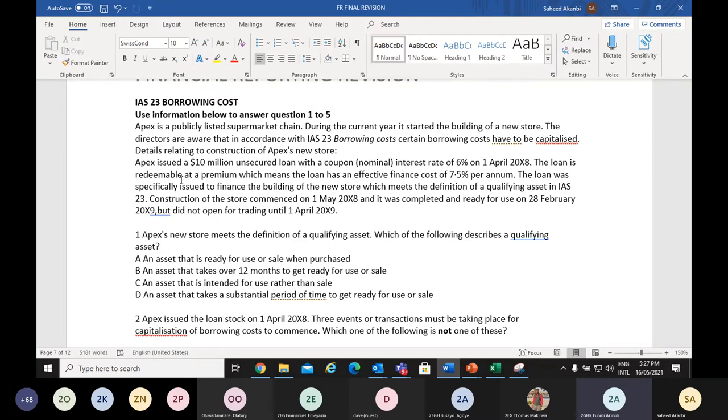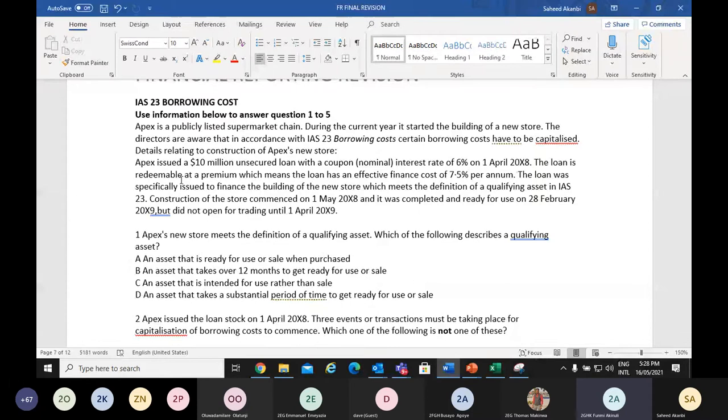Apex is a publicly listed supermarket chain. During the current year, it started the building of a new store. The directors are aware that in accordance with IAS 23 Borrowing Costs, certain borrowing costs have to be capitalized. Details relating to construction of Apex's new store: Apex issued a $10 million unsecured loan with a coupon nominal interest rate of 6% on 1st April 2008. The loan is redeemable at a premium, which means the loan has an effective finance cost of 7.5% per annum. The loan was specifically issued to finance the building of the new store, which meets the definition of a qualifying asset in IAS 23. Construction of the store commenced on 1st May 2008, and it was completed and ready for use on 28th February 2008, but did not open for trading until 1st April 2009.